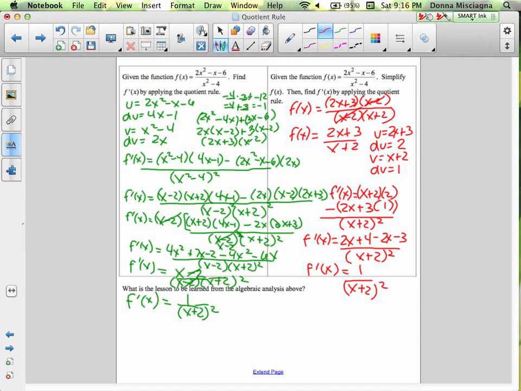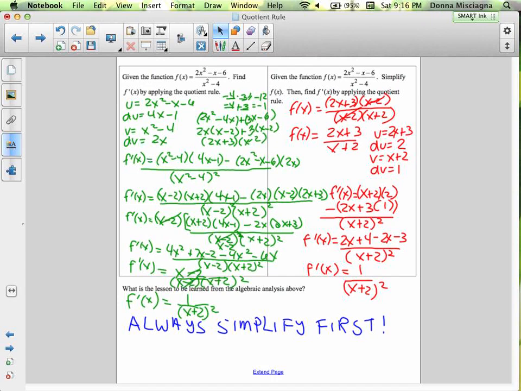So what's the lesson to be learned? Because it's an important lesson. And if you don't see the work, you won't realize the lesson. So what's the important lesson from the algebraic analysis above? Putting it in capital letters: always simplify first. If you can simplify, do it. All right? Saves us a lot more.